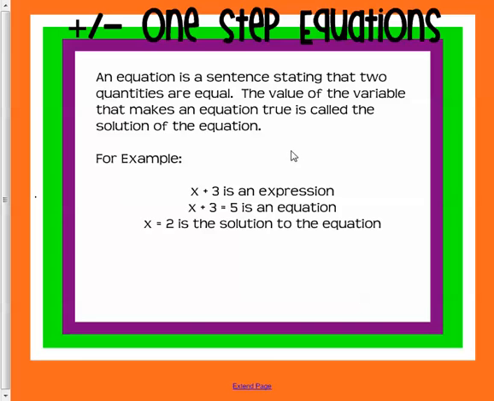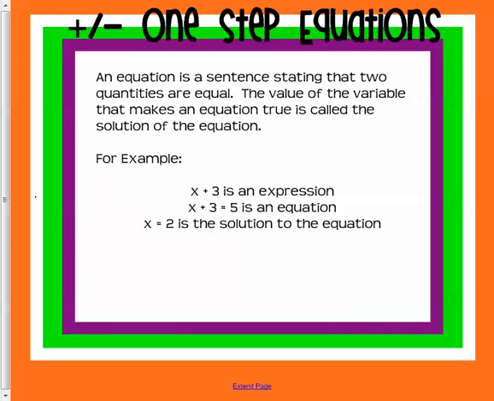But with equations, the value of the variable has to make the equation true. So it's called the solution. So x plus 3 equals 5 has a fixed number that has to be x, because we know that 2 plus 3 equals 5, then 2 is a solution to the equation.